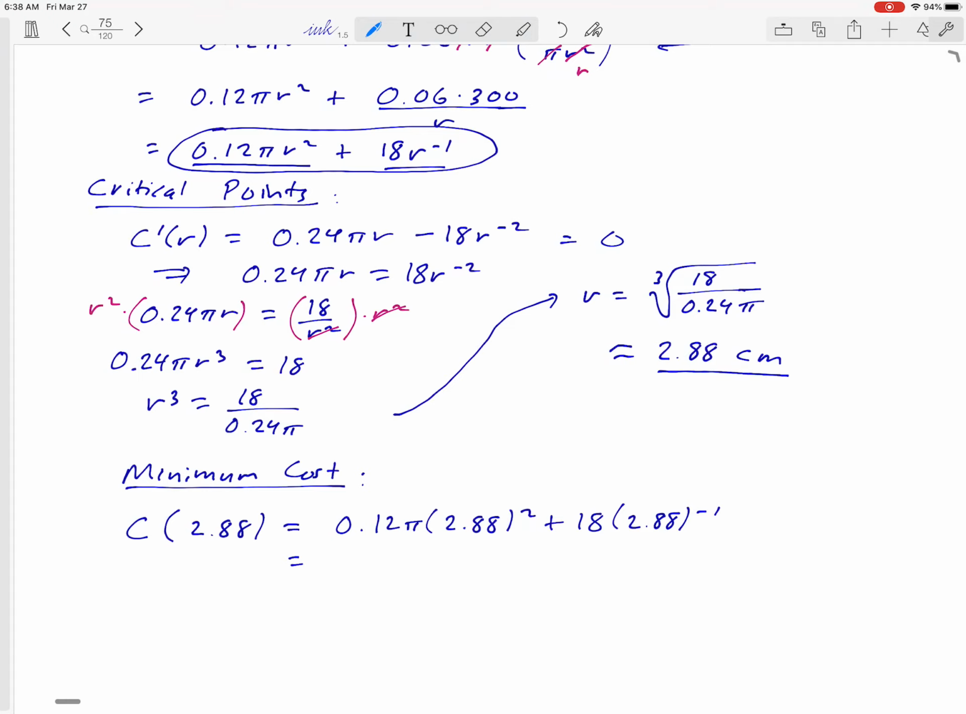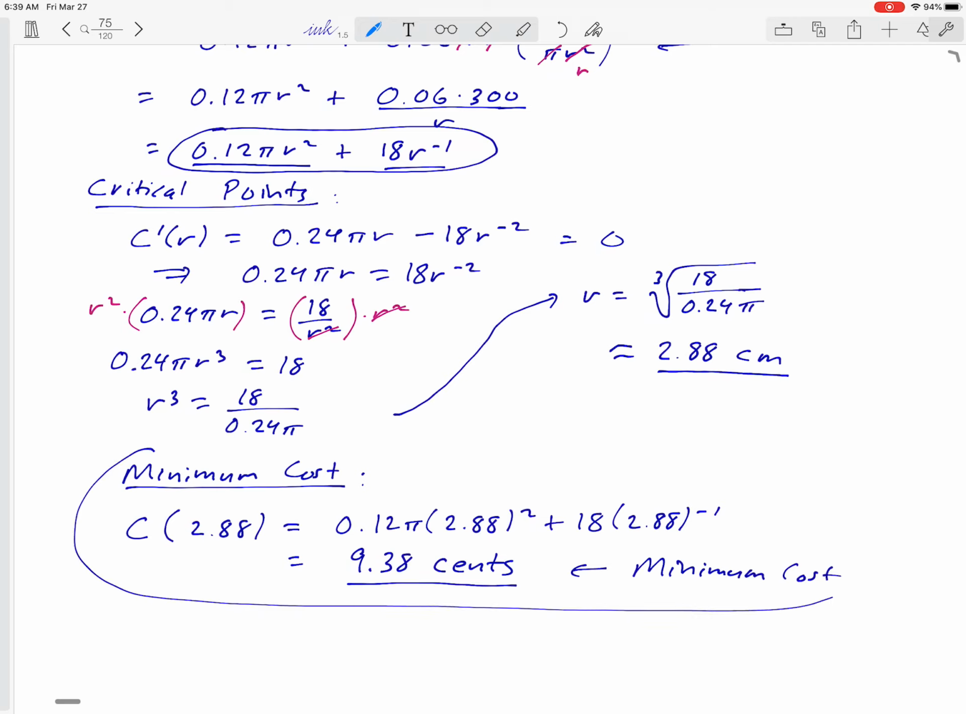Okay, and that again is a job for your calculator. You can substitute that in and go through all the arithmetic. That's going to work out to be about 9.38, just depending on how you round. And again, we could ask the question, what are the units on that answer that we got? Well, you can go back to the beginning of the problem and confirm that cost was measured in cents. And so our construction cost is 9.38 cents. And that's our answer to the question. Okay, and we are done.